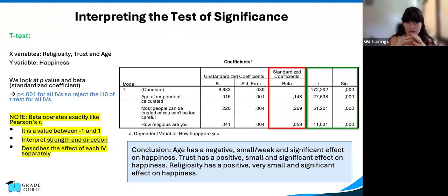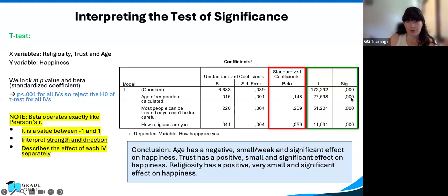Okay, the strength guidelines are exactly the same as Pearson's R, and direction is positive or negative. And so it describes the effect. So we have a look here. The very first p-value is not our concern because that aligns with the constant. Okay, that means nothing to us. We only want to interpret p-values that align with the IVs.